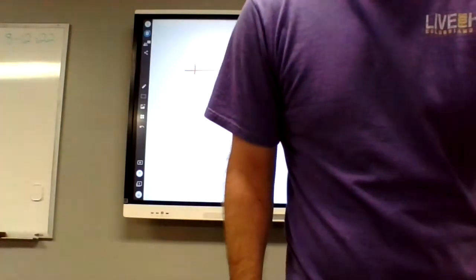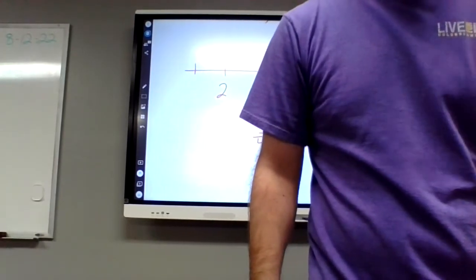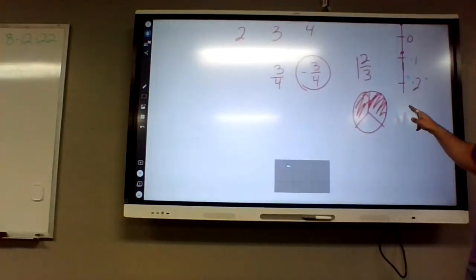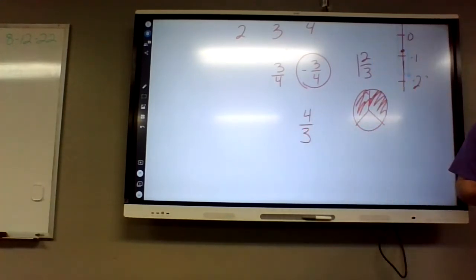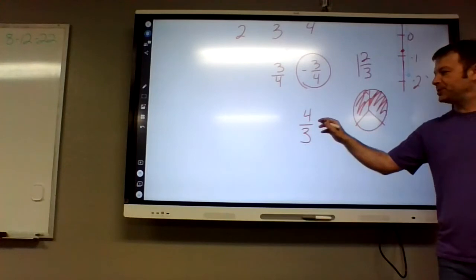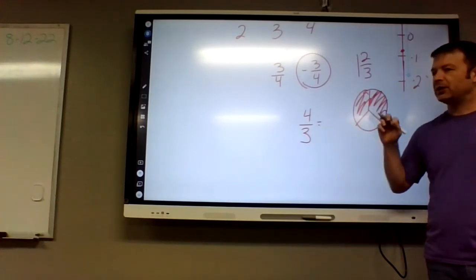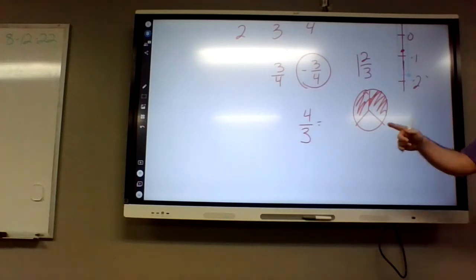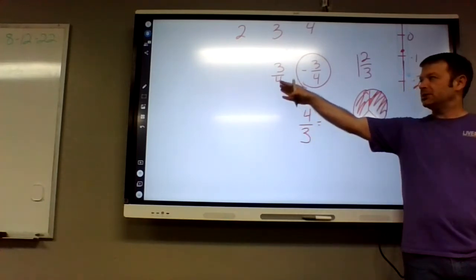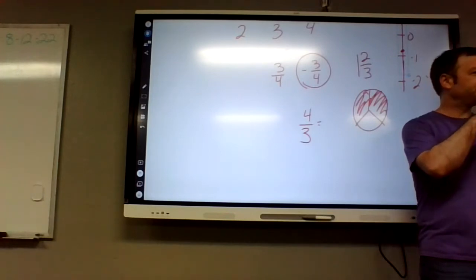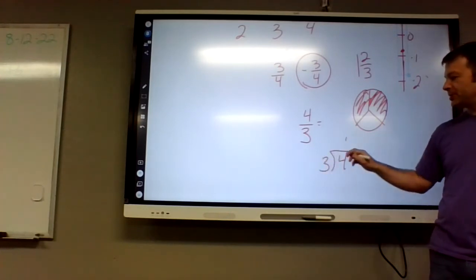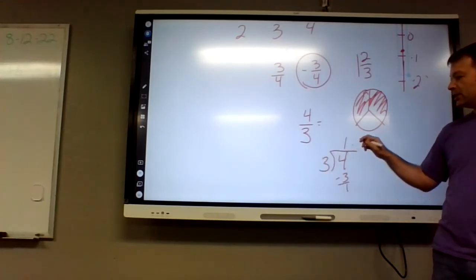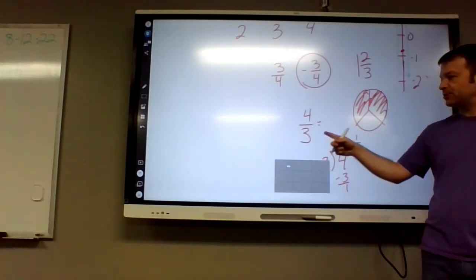I couldn't remember. Did they do, yeah, they did a couple mixed numbers or impropers. So what if I did 4/3 instead? That would be right above the 1, right? Yeah, do you guys remember how to change 4/3 into a mixed number? This is improper because the number on top's bigger. Divide, yeah, it's basically 4 divided by 3, and that goes in once with the remainder of 1. So the remainder just goes over the denominator, so it's 1 1/3.